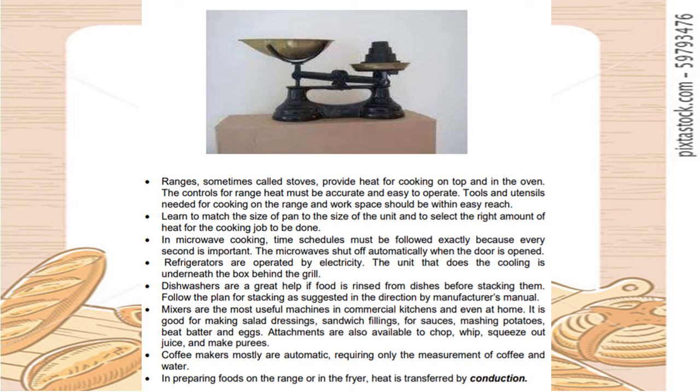Ranges, sometimes called stoves, provide heat for cooking on top and in the oven. The controls for range heat must be accurate and easy to operate. Tools and utensils needed for cooking on the range and workspace should be within easy reach. Learn to match the size of the pan to the size of the unit and to select the right amount of heat for the cooking job to be done.